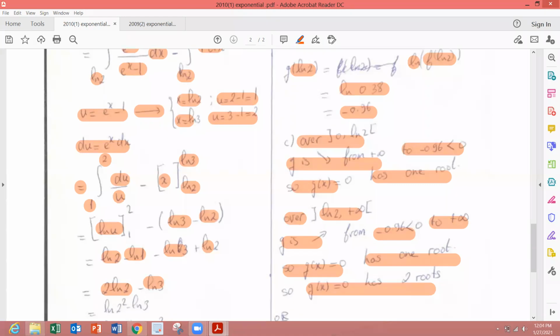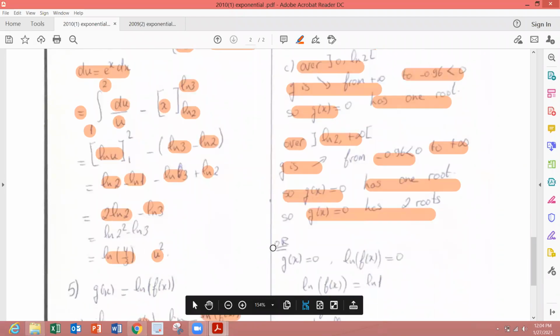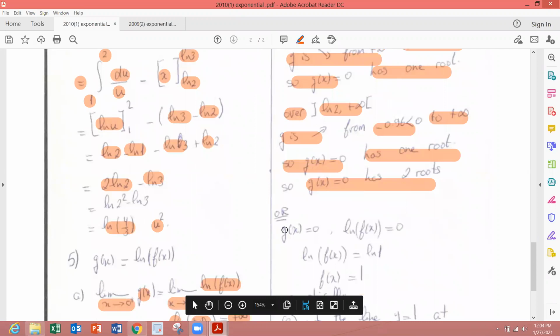Now I can solve it by another method if you like. g x equal to 0 means ln f x equal to 0. So ln f x equals ln 1. We remove ln with ln, so f x equals 1.